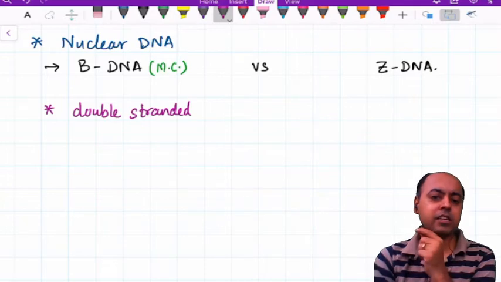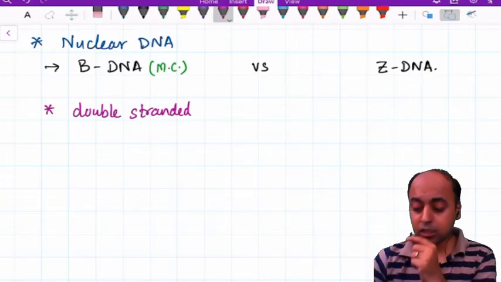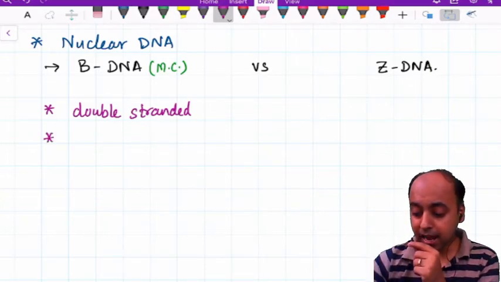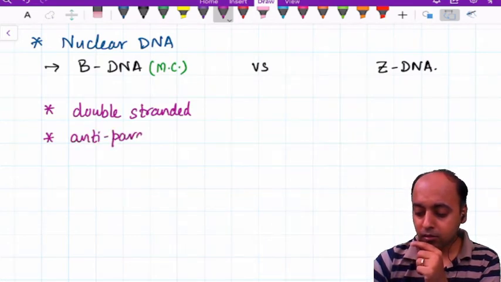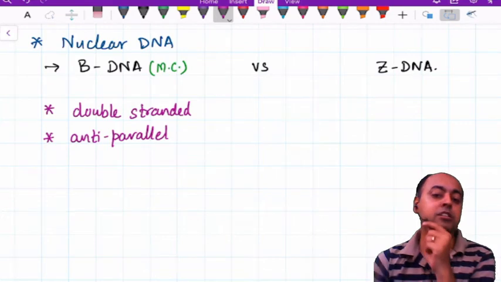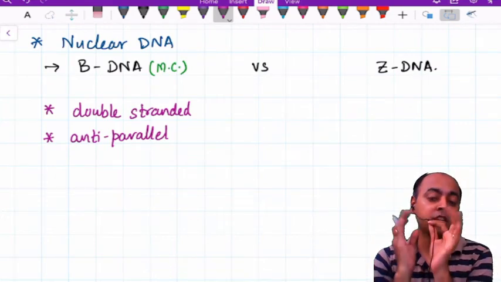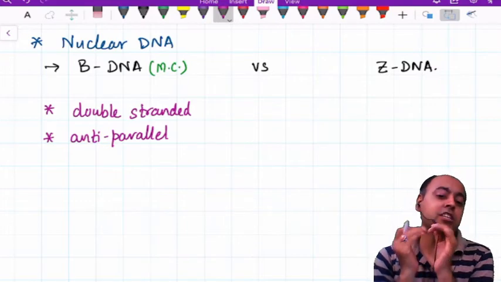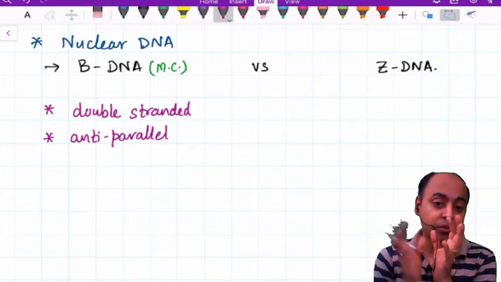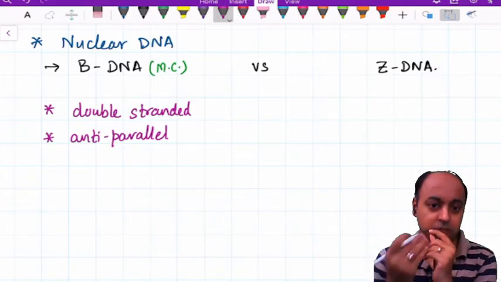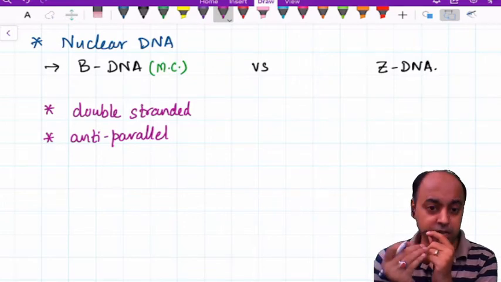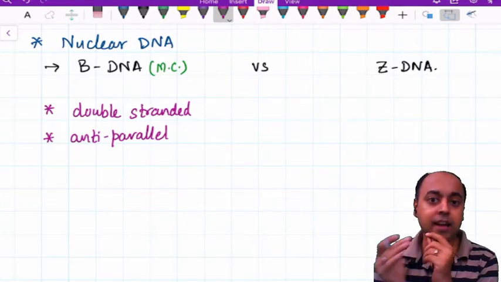Alright, it is double stranded, and we have already said the two strands are anti-parallel. We had seen when we were drawing the double stranded DNA about the nucleotides, we had said the orientation of the two strands will be anti-parallel. They will run in 5' to 3' direction in opposite direction whenever we make the double stranded DNA. So the nuclear DNA is double stranded and the two strands are anti-parallel.